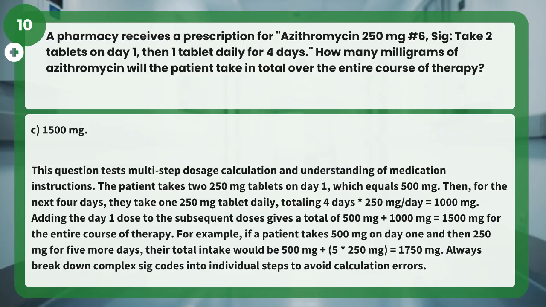For example, if a patient takes 500 milligrams on day 1 and then 250 milligrams for 5 more days, their total intake would be 500 milligrams plus 5 times 250 milligrams, which equals 1,750 milligrams. Always break down complex SIG codes into individual steps to avoid calculation errors.